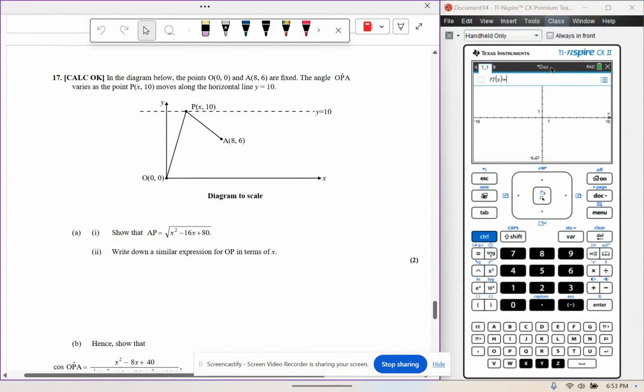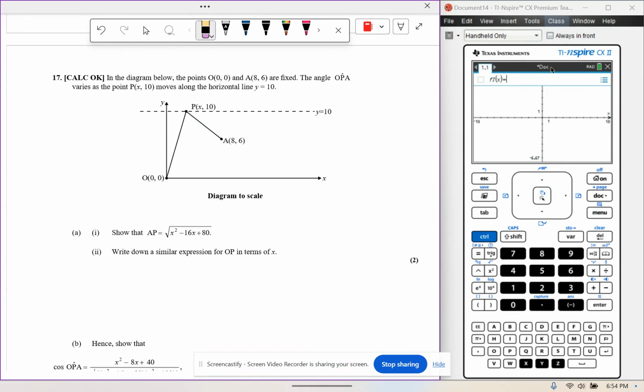Hey, in the diagram below, the points O(0, 0), that's the origin, and A(8, 6) are fixed. The angle OPA varies as the point P(x, 10) moves along the horizontal line y equals 10. Okay, so this angle is changing as this point slides this way or this way.